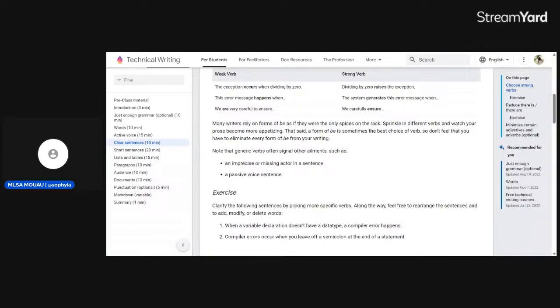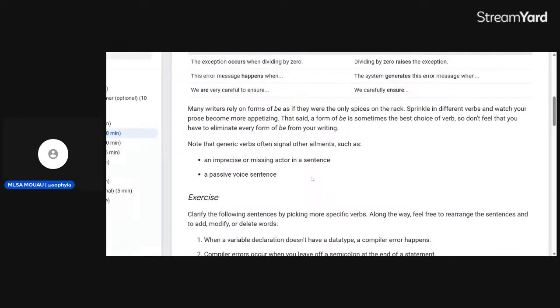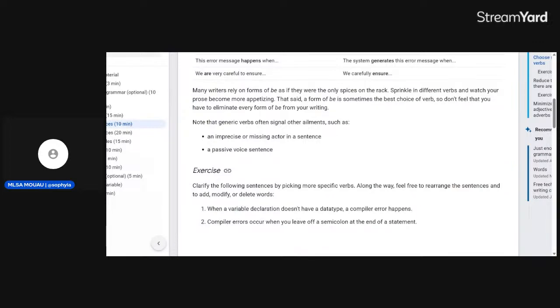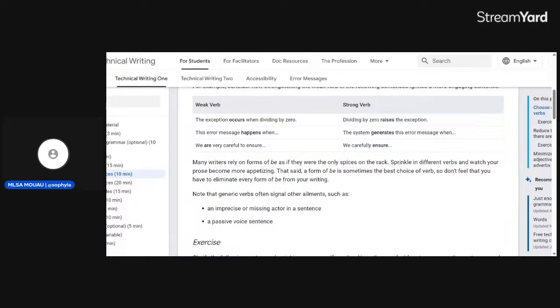Okay, I don't think you guys can see my screen. All right. So I'm sorry if you're not seeing my screen before.